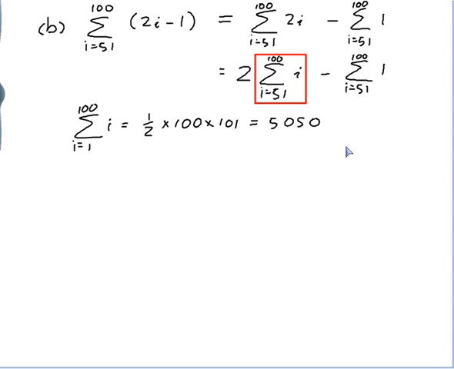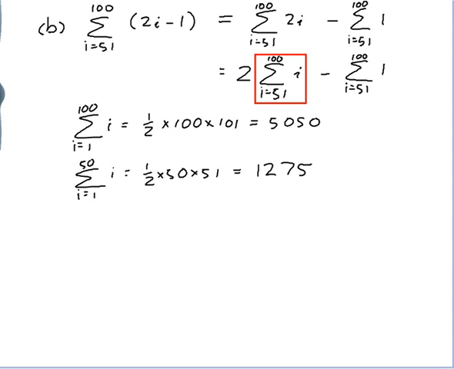Okay, well, for the sum from 51 to 100, I suppose if I figured out the sum from 1 to 50 and took it off, that would give me the right answer. So I know what the sum from 1 to 50 is. That would be a half times 50 times 51, which using my calculator comes out to 1,275.